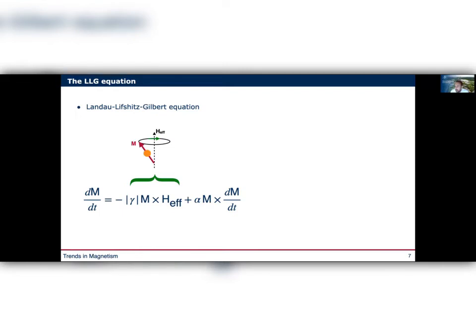If they are not collinear, the magnetization will start to precess around such effective field. In theory this would go on forever, but in reality there are always some dissipation channels, and this dissipation, described by the parameter alpha called the Gilbert damping, will make the magnetization align with the effective field. So if you combine these two together, you basically get a damped precession, which spirals towards the effective field. This is a solution of the LLG equation.